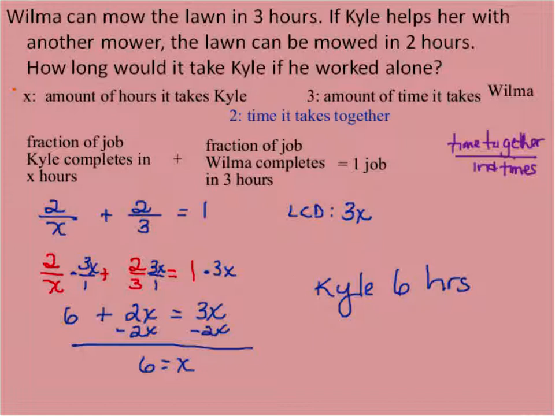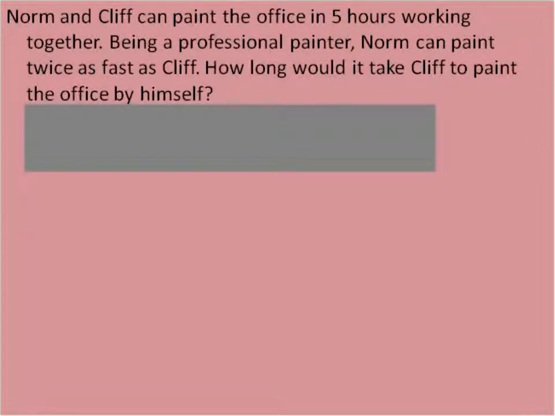All right, so next, we like it when the girls are faster. No offense, guys. All right, moving on. Norm and Cliff, I'm called Norm a girl now.